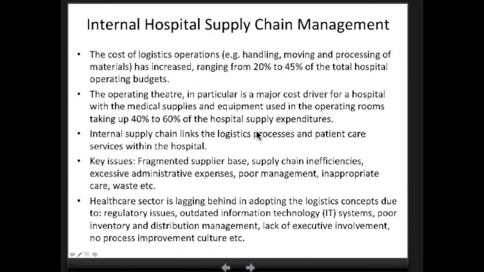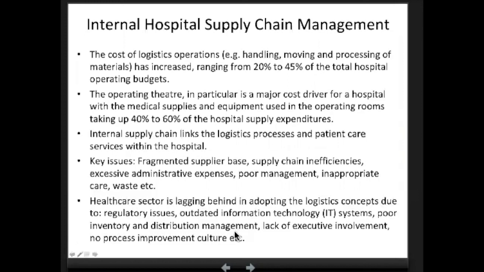The operating theater happens to be one of the major cost drivers for a hospital, where the medical supplies and equipment could take up to 40 to 60% of the hospital's supply expenditure. Internal supply chain links the logistics processes and patient care services within the hospital. There are several key issues contributing to this cost structure. This could be fragmented supply base, supply chain inefficiencies, excessive administrative expense, poor management, inappropriate care, etc.